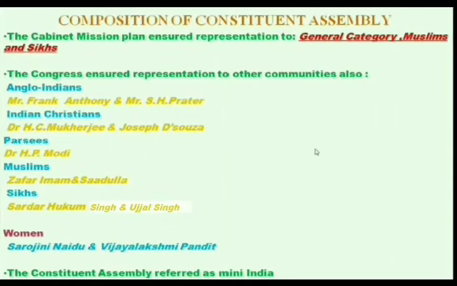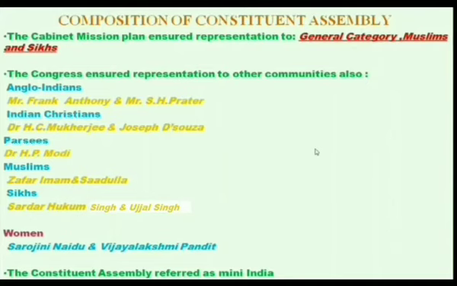Let us begin with composition of Constituent Assembly. The Cabinet Mission Plan had ensured representation in the Constituent Assembly to only three categories: general category, Muslims, and Sikh. But the Congress had ensured that even other communities like Anglo Indians, Indian Christian, scheduled caste, scheduled tribe got representation on behalf of Congress party to the Constituent Assembly.